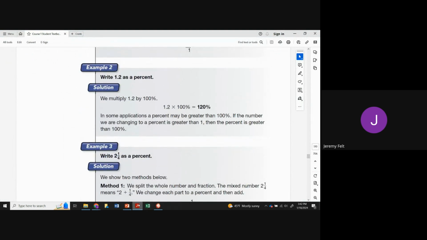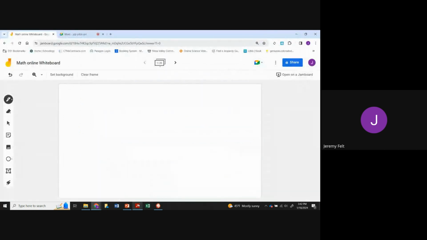2 1/4 as a percent. So 2 1/4, we can make this 225 over 1, so 225%. So we had to make it an improper fraction from a mixed number, multiplied by 100.